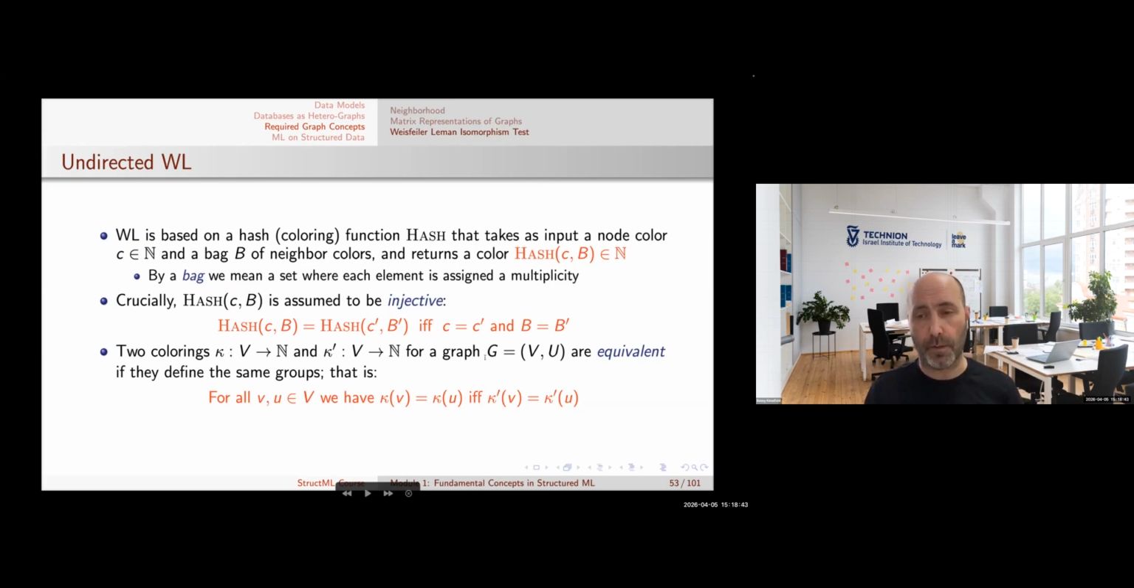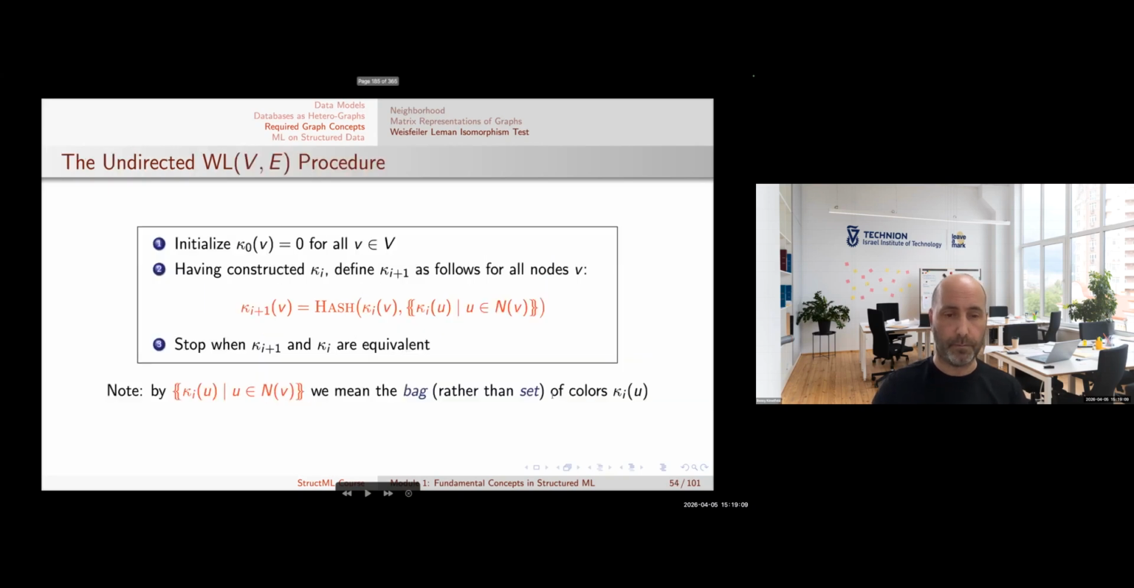What does it mean for two colorings to be equivalent? It means that they define the same groups. For every two nodes V and U, the color of V is equal to the color of U according to kappa if and only if it is true according to kappa prime. Kappa(V) equals kappa(U) if and only if kappa'(V) equals kappa'(U). Okay, so how does the algorithm look like? Very, very simple. Start by assigning the same color to all nodes. Kappa 0 of V equals 0 for all nodes V.